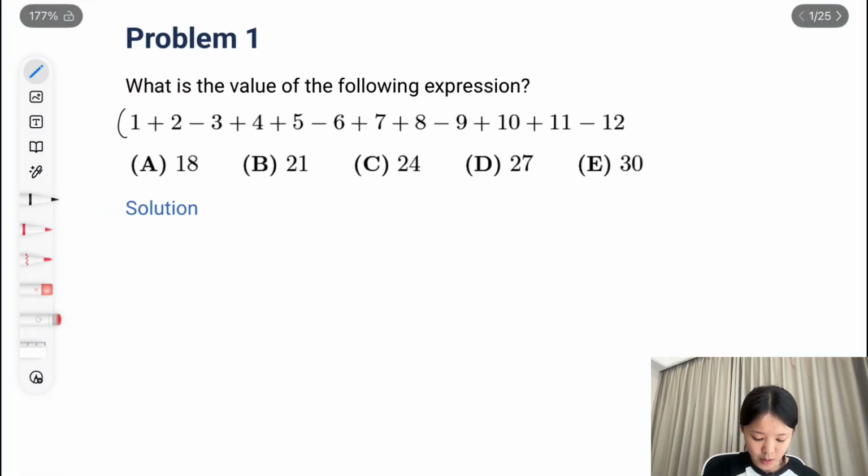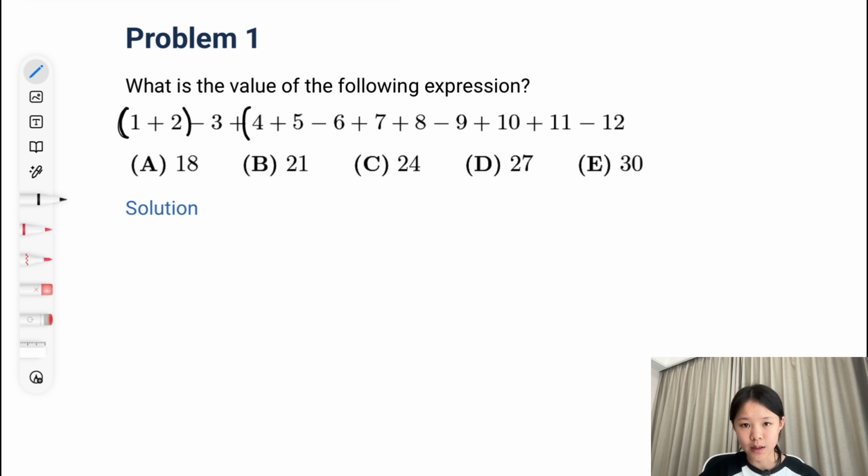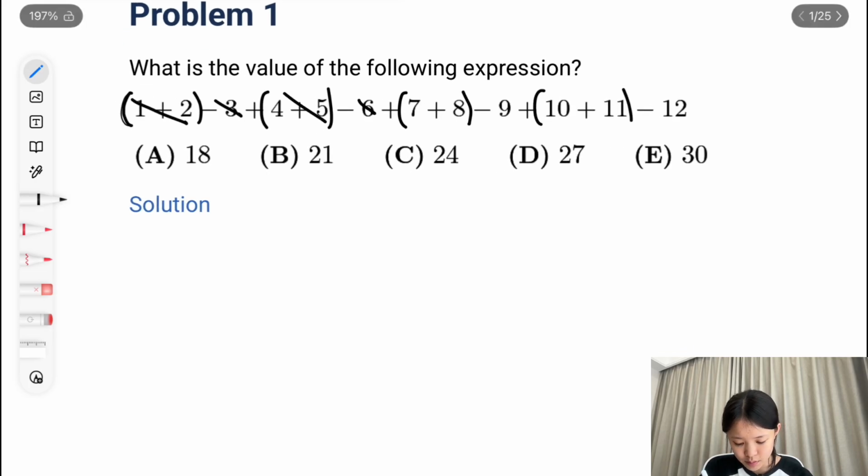For these types of problems, we can use brackets to block in each of the addition and subtraction parts. This way we can separate them so it's very easy to calculate. For example, 1 plus 2 equals 3, so that cancels out with minus 3. And 4 plus 5 is 9, which minus 6 equals 3, and so on. 15 minus 9 is 6, and then 21 minus 12 is 9.